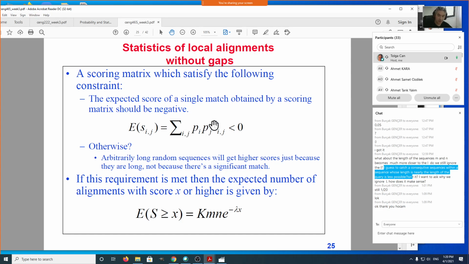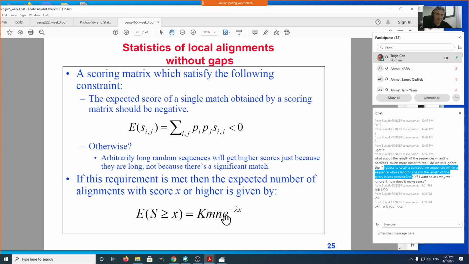All right, so this expected value is considering all those amino acid frequency values in nature to compute the expected value of a random match. And it has to be negative, otherwise, with lots of mismatches one after another, you would get a positive score, okay?